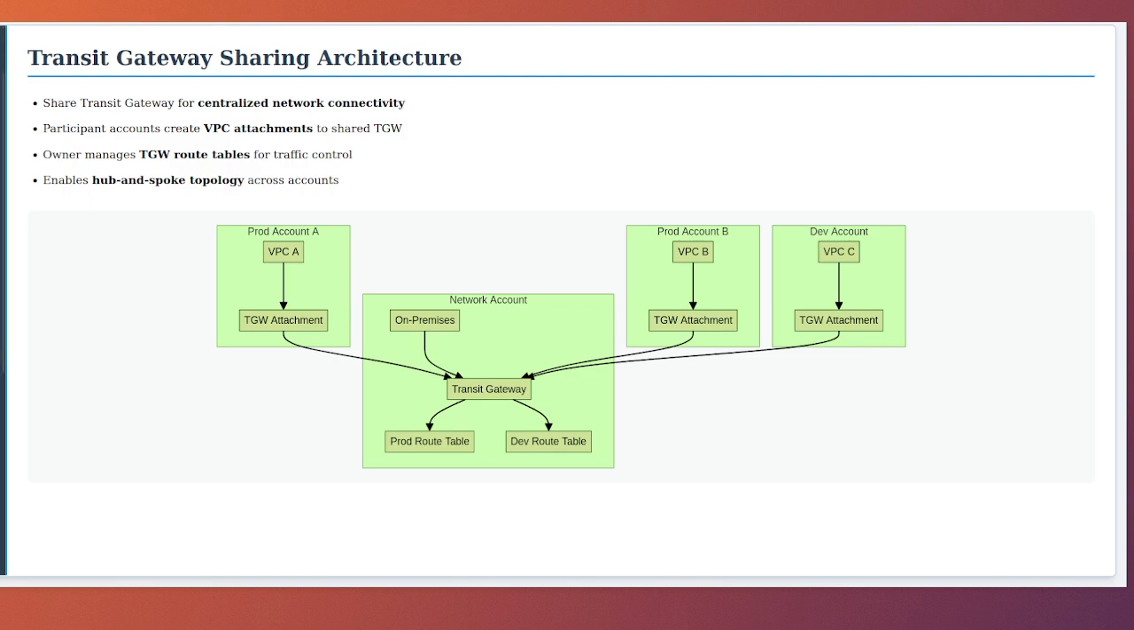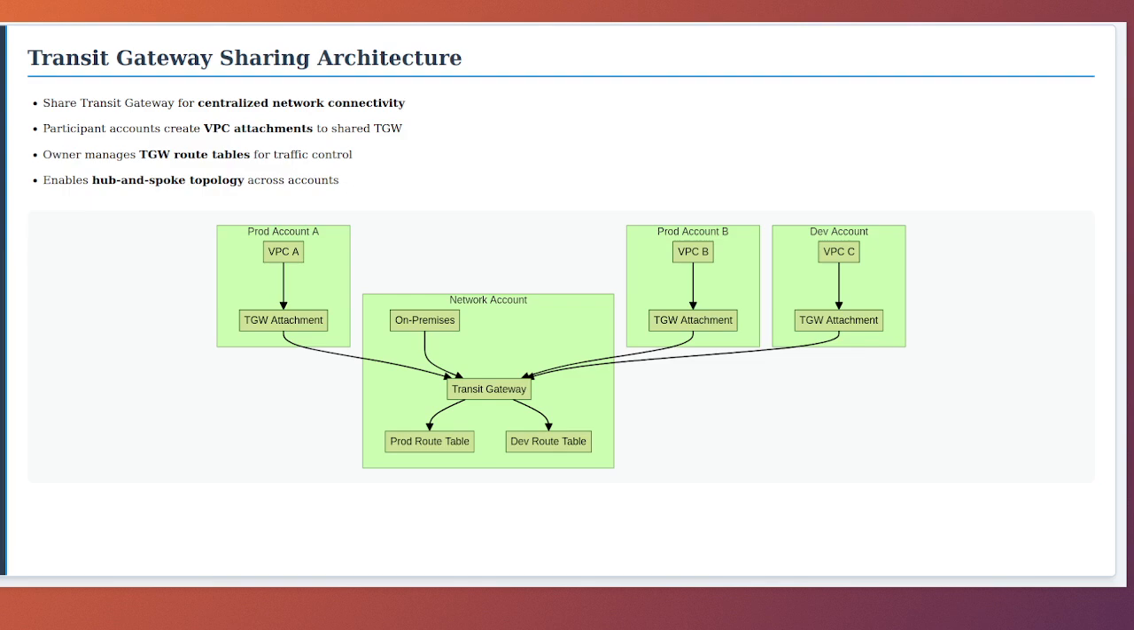The transit gateway owner maintains control over the routing configuration. The owner manages the transit gateway route tables, which control how traffic flows between attachments. The owner can create multiple route tables and associate different attachments with different route tables to implement network segmentation. For example, production VPCs might use a different route table than development VPCs.